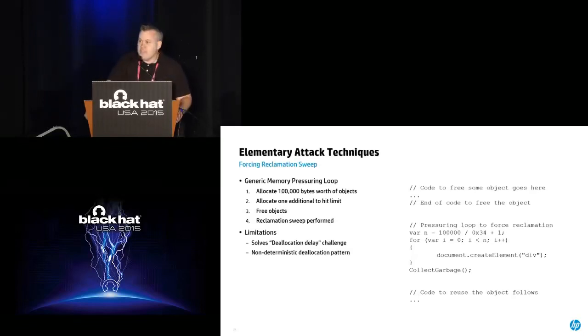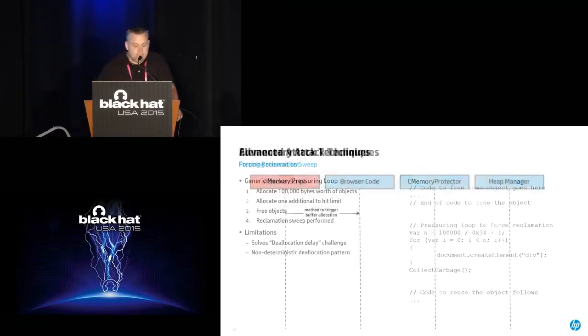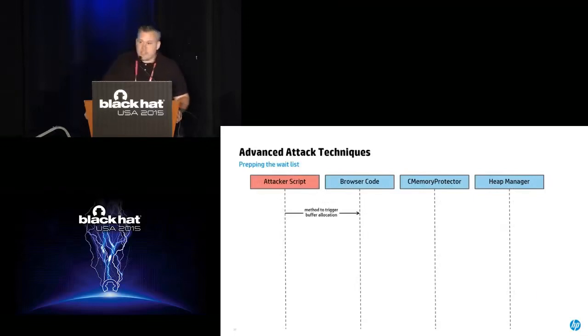Well, first you can use generic memory pressuring techniques like this one you see on the screen that will make sure that there are over 100,000 bytes of new blocks on the waitlist, so that the reclamation sweep can be performed the next time protected free occurs, but it doesn't really solve all the challenges. So we're going to take a more surgical approach at trying to make sure that a use after free that we want to use is deallocated when we want it to be deallocated and overcome all of the challenges that exist due to memory protection.